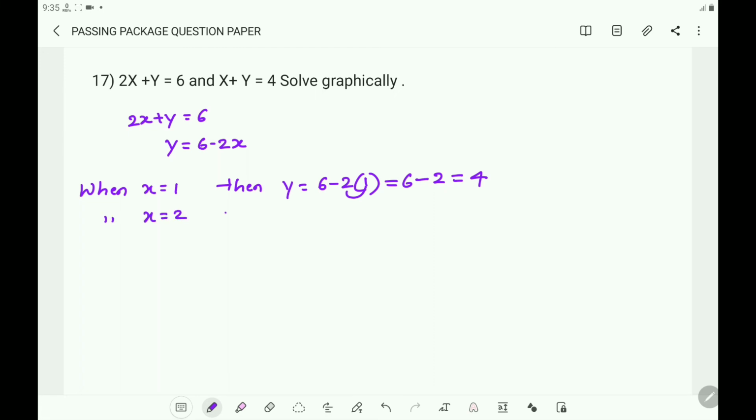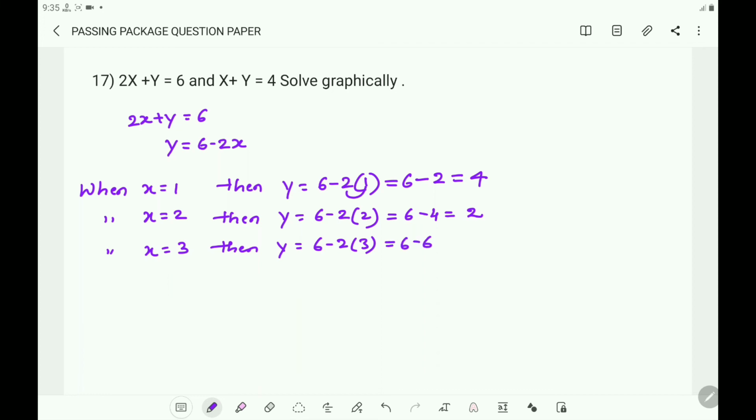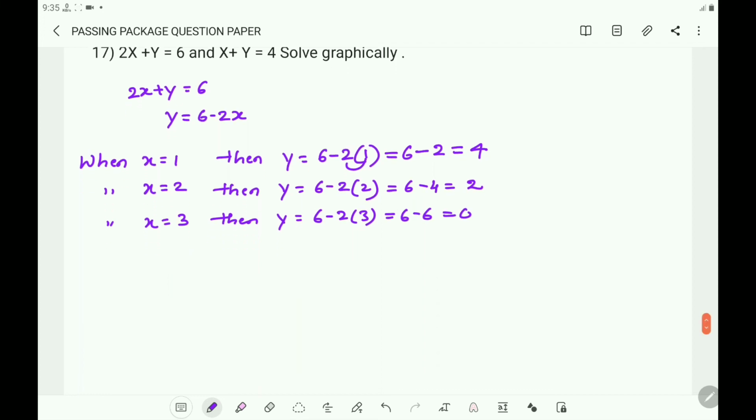When x equals 2, then y equals 6 minus 2 into 2, that is 6 minus 2 2s are 4. 6 minus 4 equals 2. Then when x equals 3, then y equals 6 minus 2 into 3. In the place of x you put 3, then it becomes 6 minus 6, which is equal to 0. Now you have a column here.